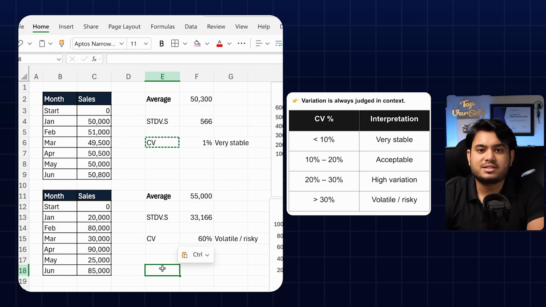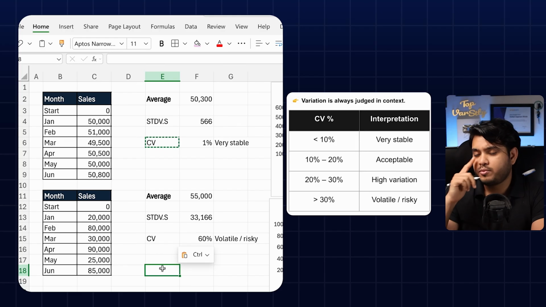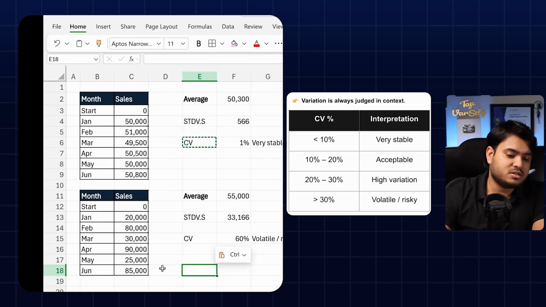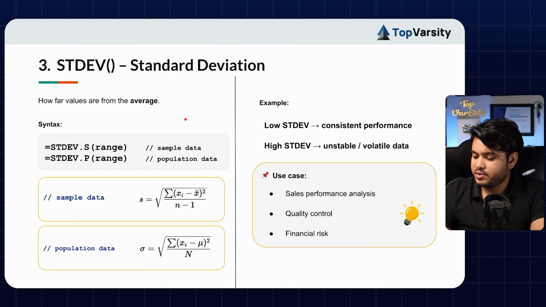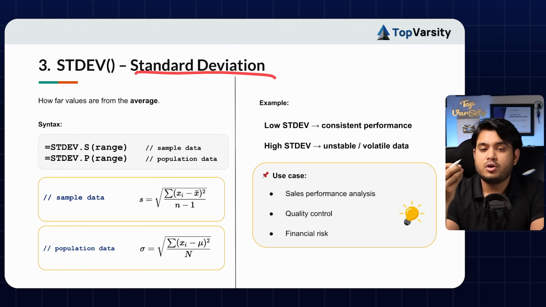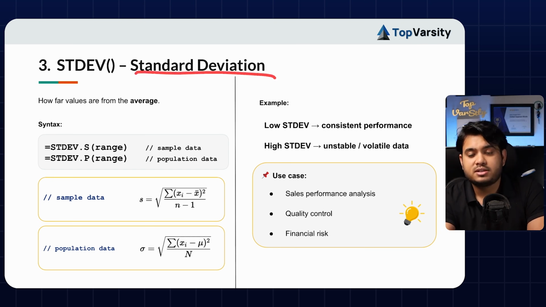This is advanced Excel. Welcome to advanced Excel, and I hope you will understand each and everything when you practice it. Let me revise it. First of all, we have two things. First, let me go to the slides. Okay, so we have standard deviation. Standard deviation will help you get to know how far your values are from the average.